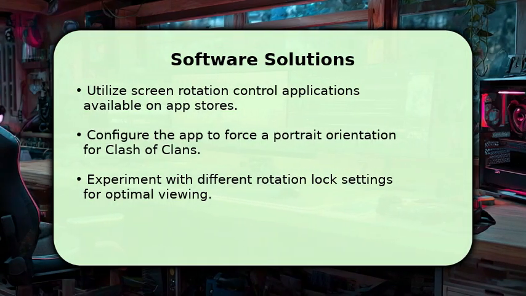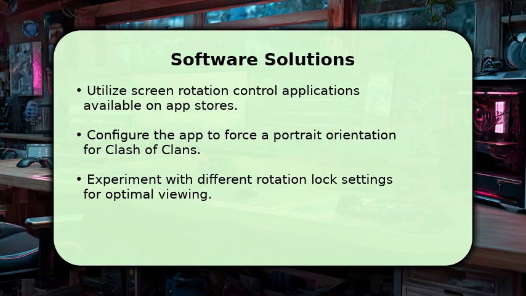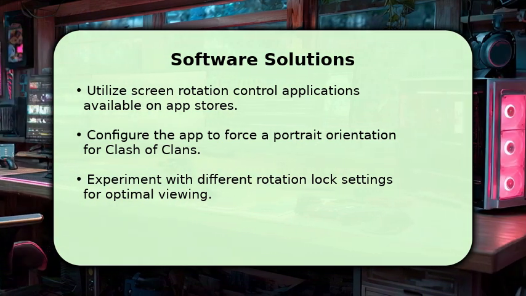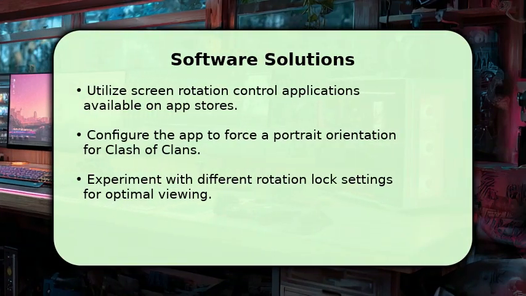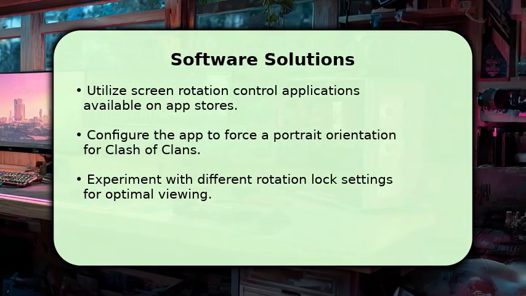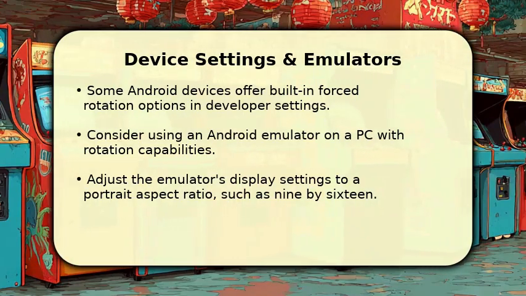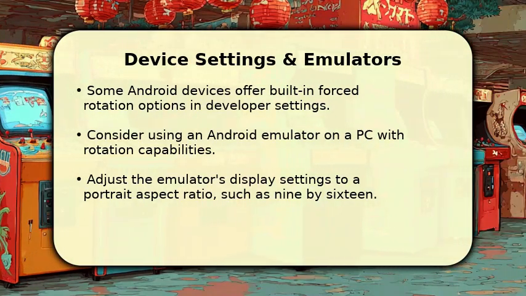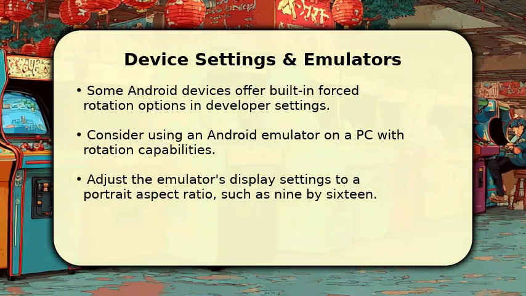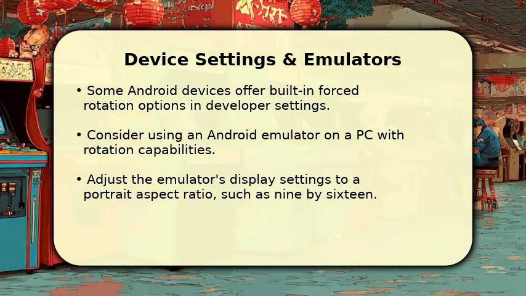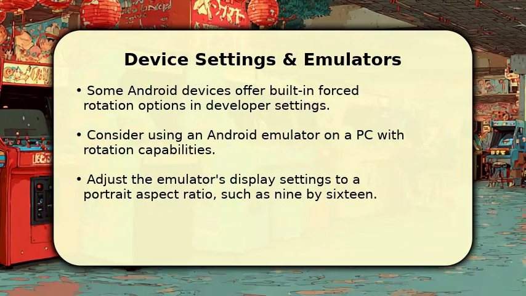It might take a few attempts to find the perfect settings, so experiment with different rotation lock options to achieve the most comfortable and visually appealing vertical display for your gameplay. Beyond third-party apps, some Android devices offer advanced developer options that include forced screen rotation settings. You might find these under your device's system settings, though they can be hidden.